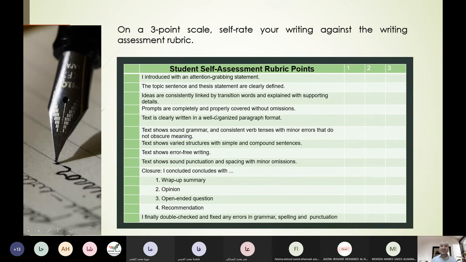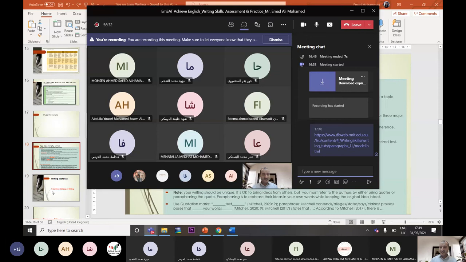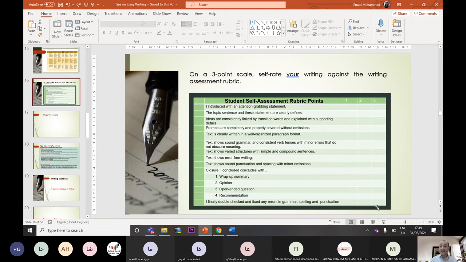Now, the last part here is the tips before you write, and then the common mistakes. It is very important to know about the common mistakes. Sorry for being extended this time, but it's very important before we go to the practice part, the implementable practice of writing.